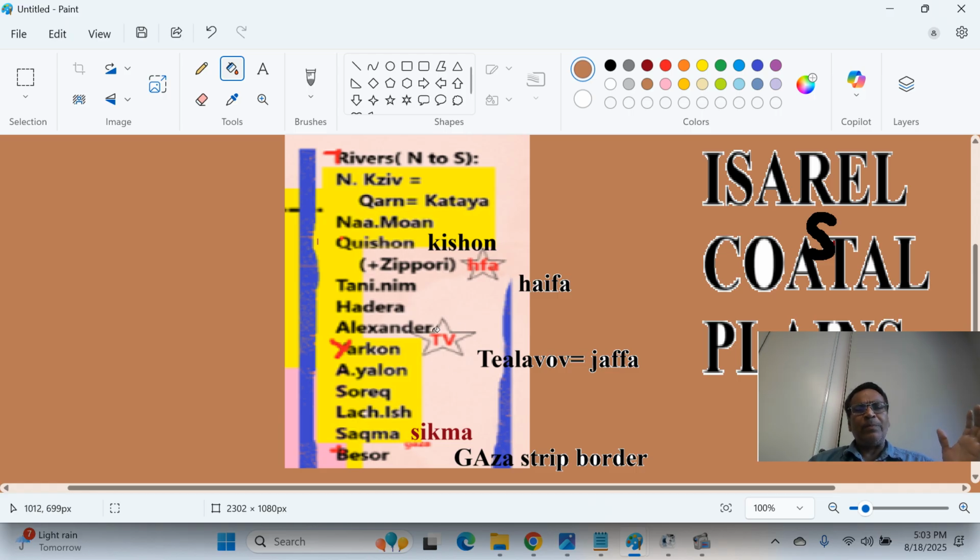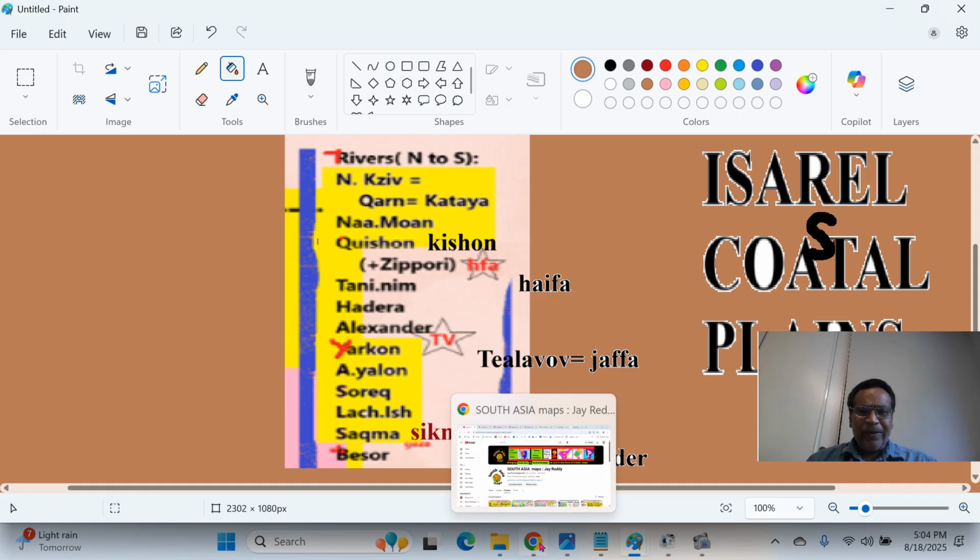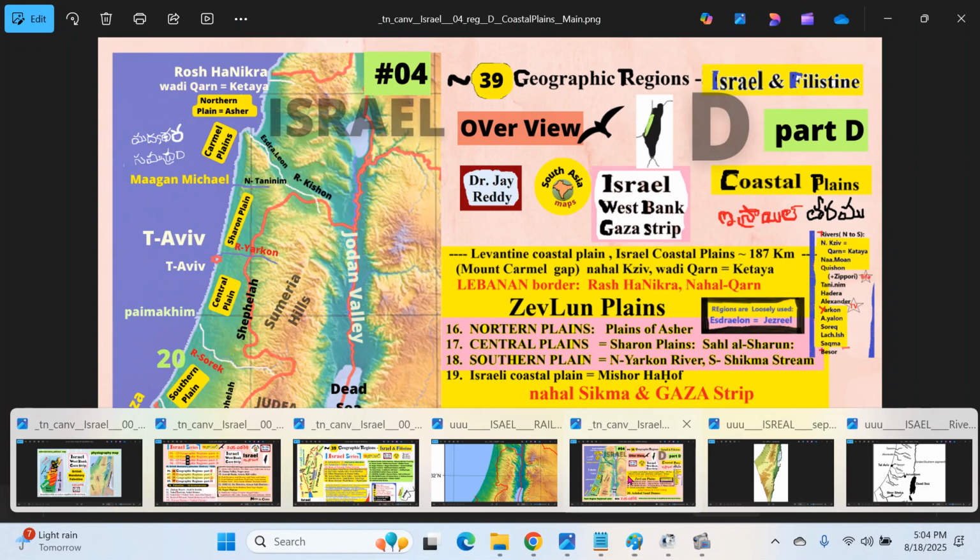Then we have a bigger urban area, Tel Aviv and Jaffa. Here is Haifa, this is Jaffa. Then south of it you have the Yarkon River, then the Ayalon River, Sorek River, Lachish River, and Shikma River, or Sakma River. That is almost the border between Israel on the north and the Gaza Strip of Palestine in the south. That itself has a stream, Wadi or Nahal Habesor, or Besor, sometimes called the Gaza Wadi or Nahal. So this is just to give you a broader inkling so that you will have a good understanding.